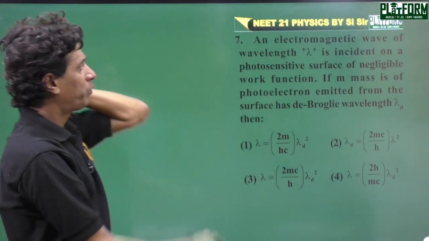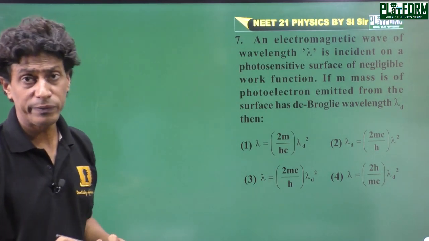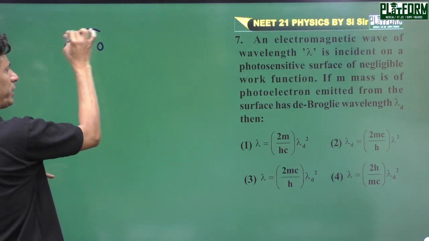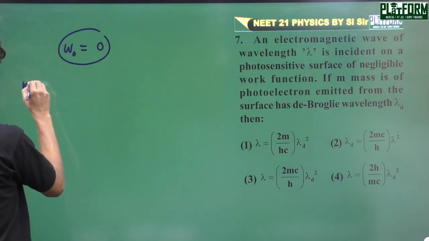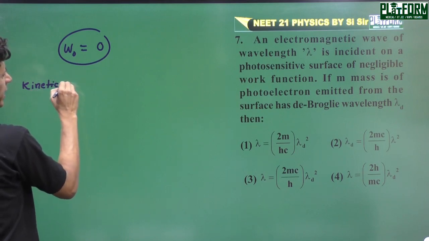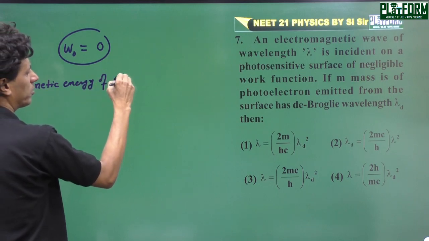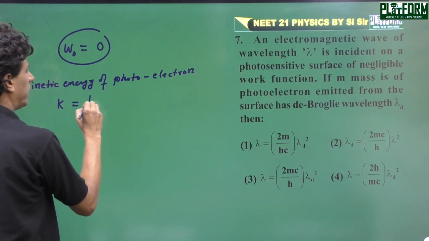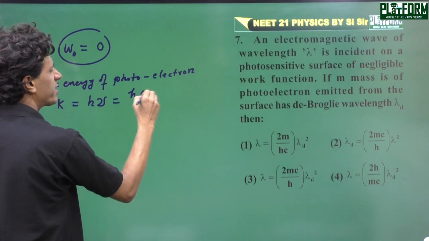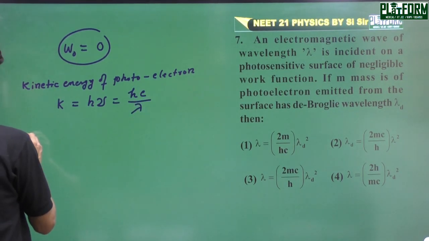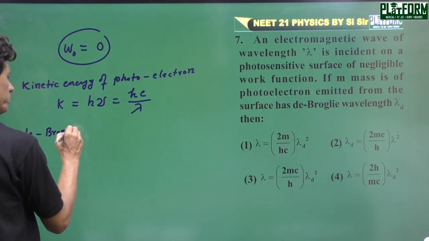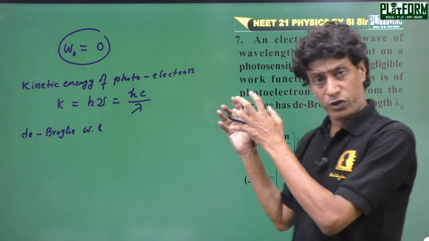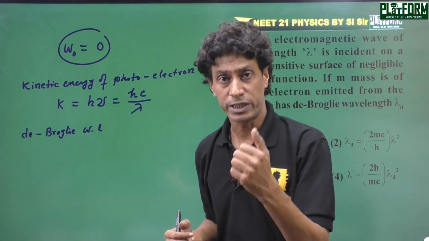Next problem. An electromagnetic wave of wavelength lambda is incident on a photosensitive surface of negligible work function. In this problem, the work function is given as negligible, so you have to take it as 0. And the kinetic energy of the photoelectron, K, will come from the energy of the photon, and it is hc by lambda. So de Broglie wavelength associated with the moving charged particle, that is the photoelectron coming out of the surface of the photosensitive metal surface.